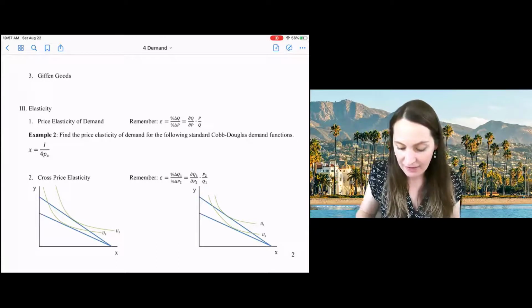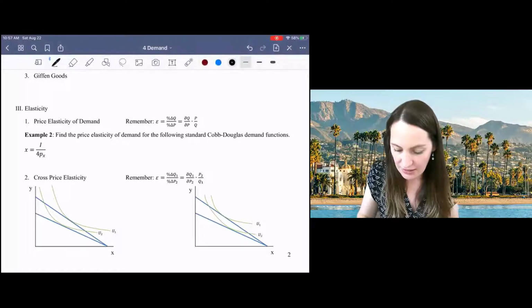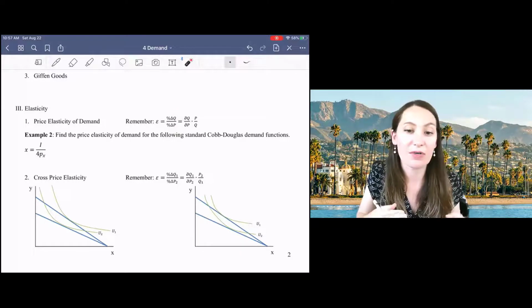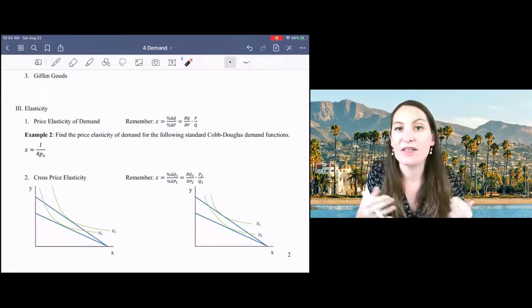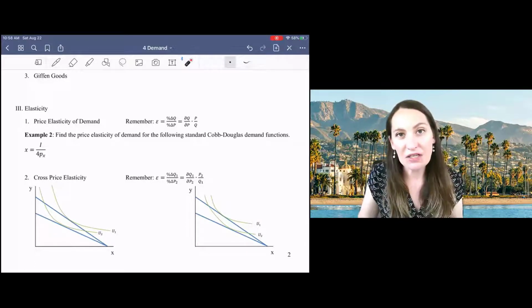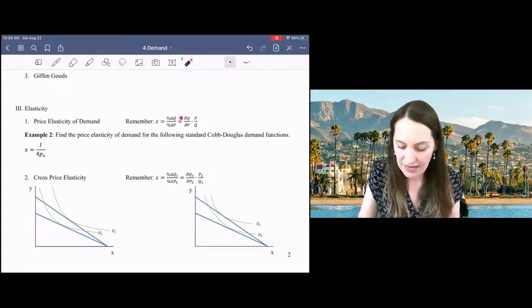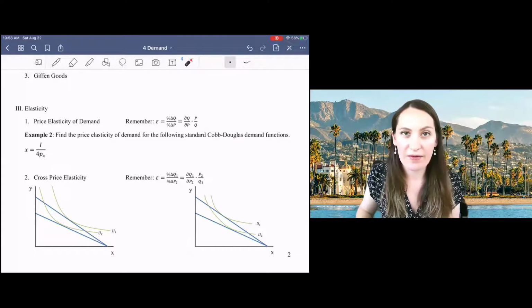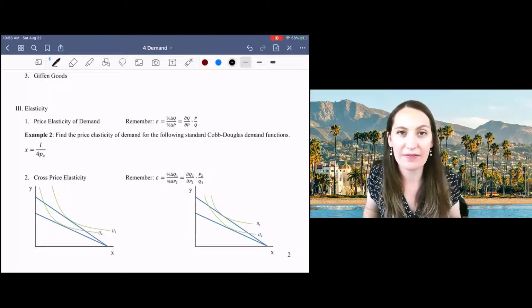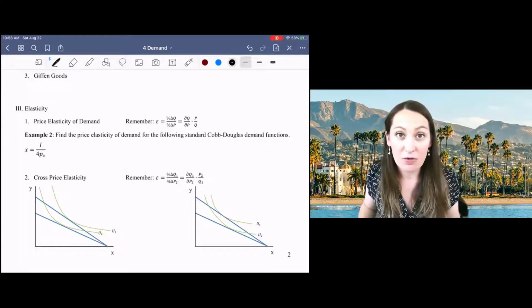So remember that for the interpretation of elasticity, we want to think about this percent change in quantity over percent change in price formula. How much does consumption change in response to a change in price? But for calculation, we want to rearrange that so that we have this equation, the partial derivative of demand with respect to price times price over quantity. So let's go ahead and calculate the price elasticity of demand for this specific example. And the first step will be, of course, to take the partial derivative with respect to price.